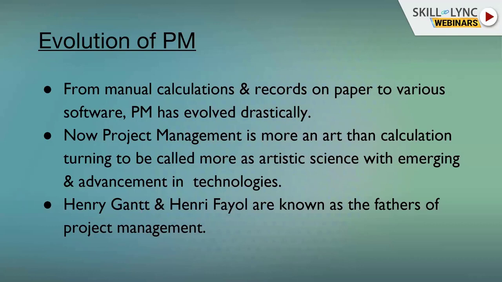From manual calculations to records on paper, and then to software, project management has evolved from various basic things to the software level, to a digital level. We were doing manual calculations earlier, and now we are using various software like Ecosys, Primavera, and Microsoft Project to analyze and understand the projects, to understand why they are going the way they are, and to control and monitor them. This is called the evolution of project management.